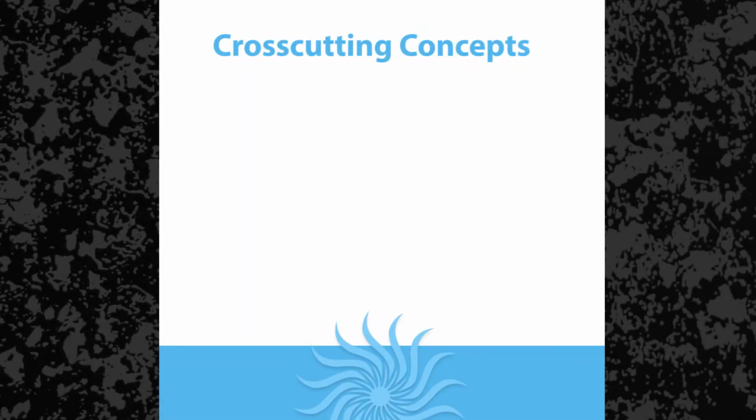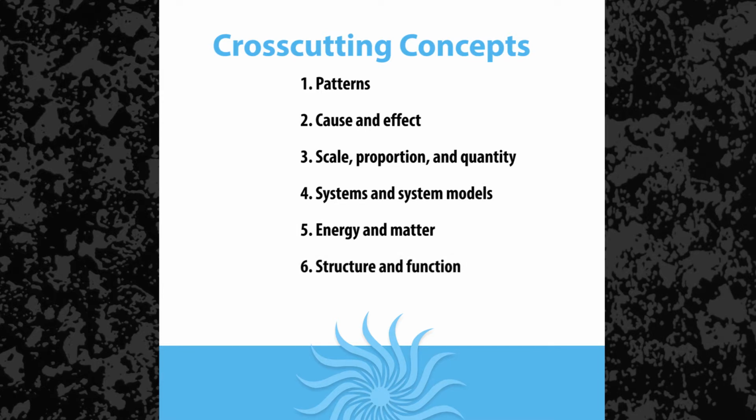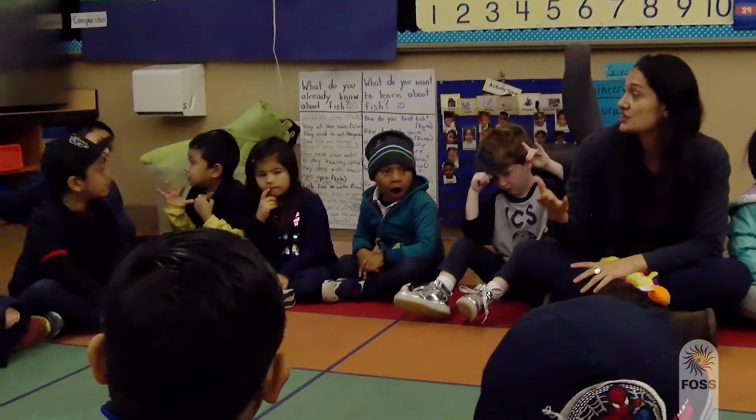There are 7 cross-cutting concepts, as described in the NRC framework and Next Generation Science Standards. 1. Patterns. 2. Cause and effect. 3. Scale, proportion, and quantity. 4. Systems and system models. 5. Energy and matter. 6. Structure and function. And 7. Stability and change. Cross-cutting concepts come to life during class discussions.